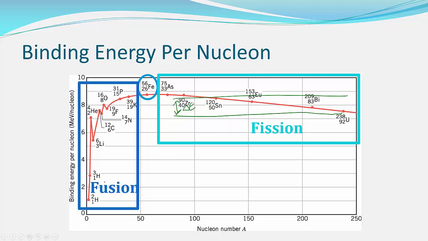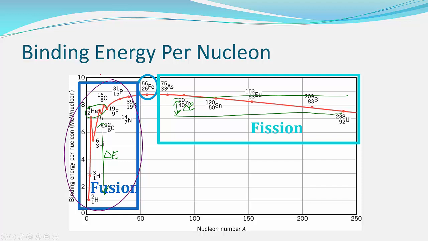But when you go, say, from hydrogen and deuterium and tritium to heavier elements, like you've got the helium all the way up here, the change in binding energy per nucleon is actually quite huge. So what this means is that the amount of energy that you get per fusion reaction is much higher than what you get for fission.